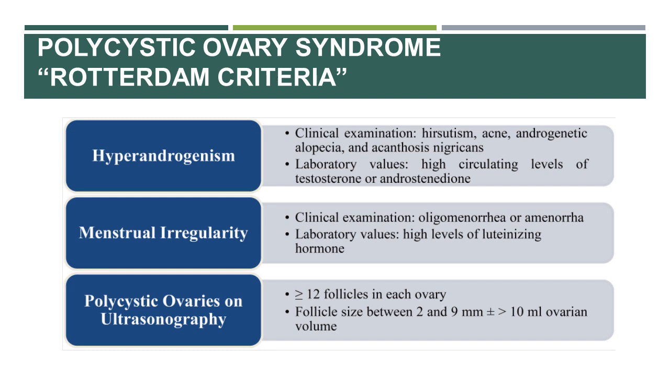Menstrual irregularity, on the other hand, is manifested by oligomenorrhea or amenorrhea, or when we look at the laboratory values, these patients usually have high levels of luteinizing hormone. Now for polycystic ovaries, this is manifested on ultrasound as having more than 12 follicles in each ovary, with a follicle size between 2 and 9 millimeters, and/or an ovarian volume of greater than 10 ml. To diagnose a patient with polycystic ovary syndrome, you need just at least one ovary to be polycystic and not necessarily both ovaries.